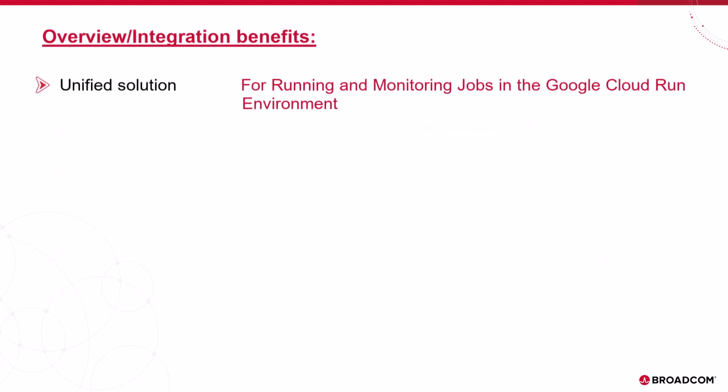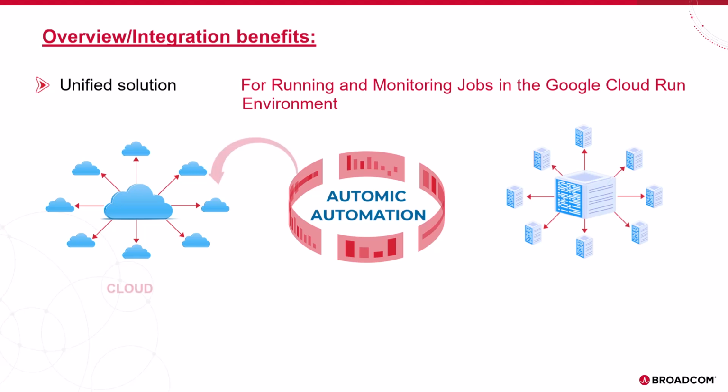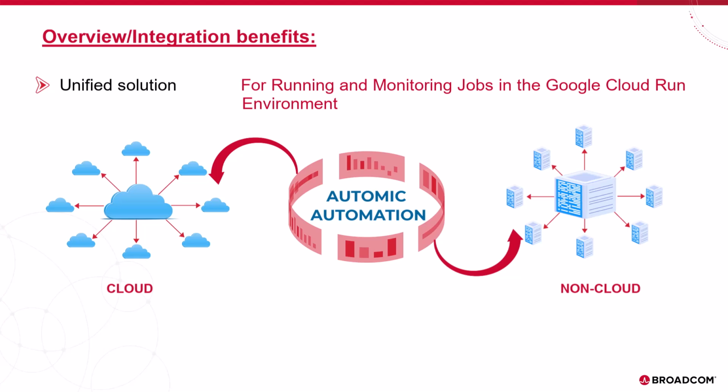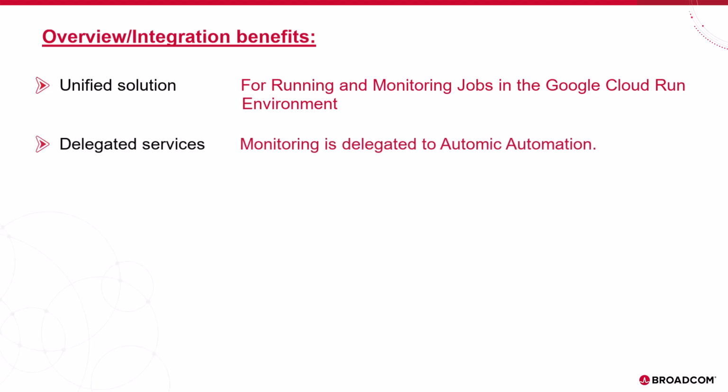Automic Automation plays a central role in orchestrating operations across multiple environments, including the cloud. Automic Automation synchronizes these processes with other, non-cloud operations. By integrating Google Cloud Run, we can configure process automation centrally in Automic Automation and then trigger, monitor, and supervise everything in one place. Google Cloud Run processes can then be synchronized with all other environments routinely supported by Automic Automation. Google Cloud Run's role is reduced to execute the jobs. All other functions, especially those about automation, are delegated to Automic Automation.